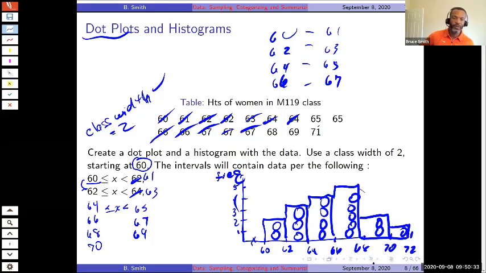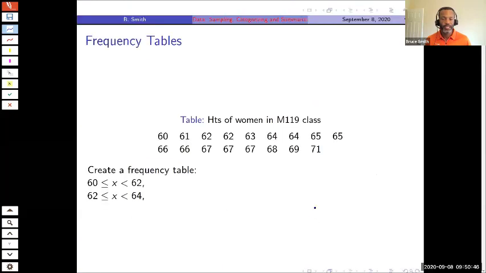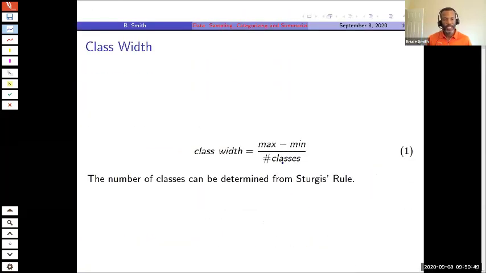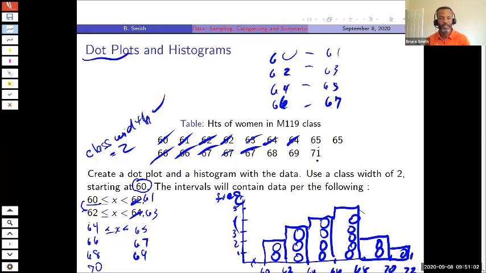Now, the problem though is if I had given you this data set without any information, how would you decide how many bins you should use? There's a formula suggested by your book that says the class width, even though I gave you a width of 2, is simply the max minus min divided by the number of classes. So the max, which is 71, minus the min, which is 60, divided by the number of classes.